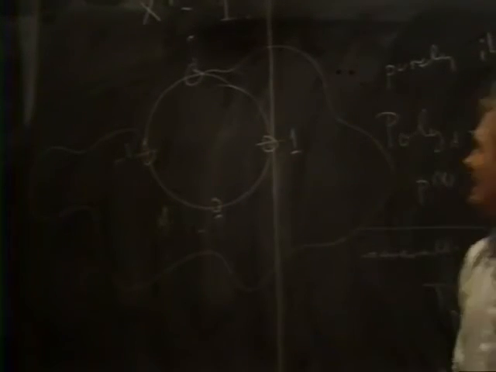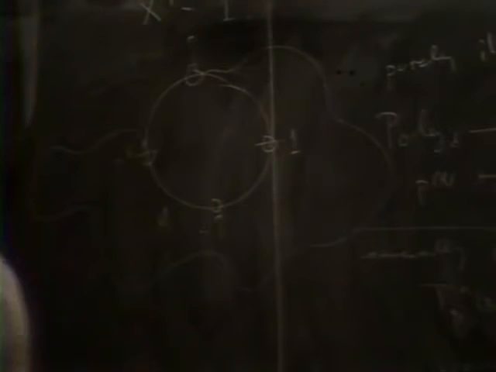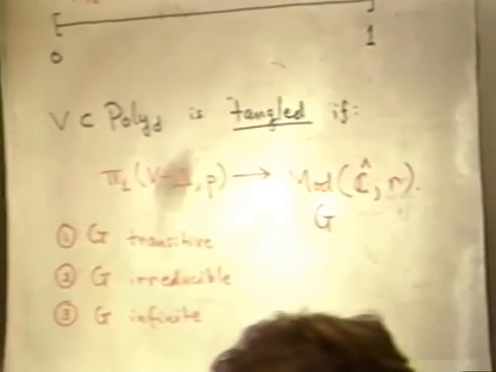And I can permute any root; I can move any root to anywhere. So I ask that this group action is transitive on the roots. Secondly, I require that the group action is irreducible. I'll give a picture in a moment to explain what that means. And finally, that the group is infinite.